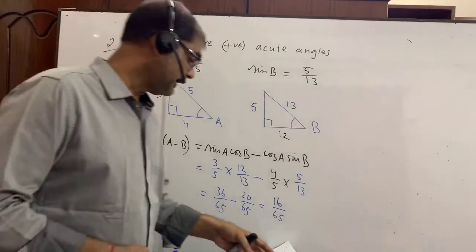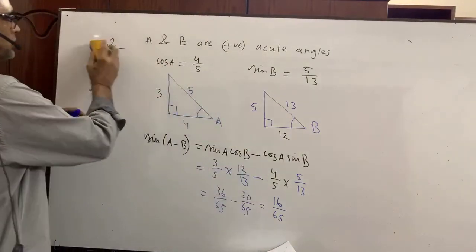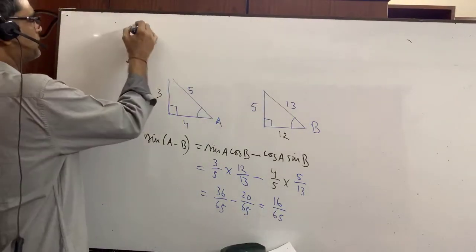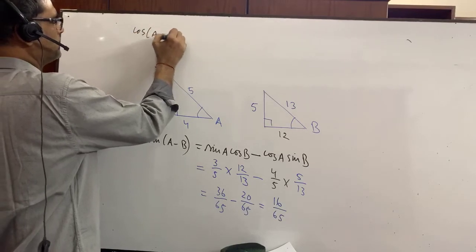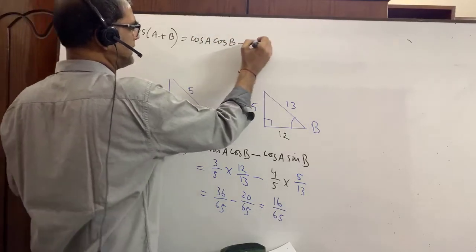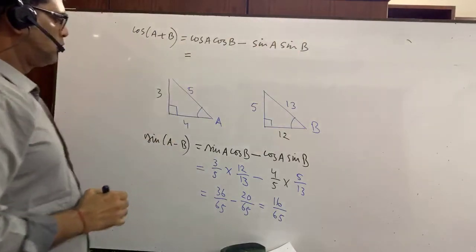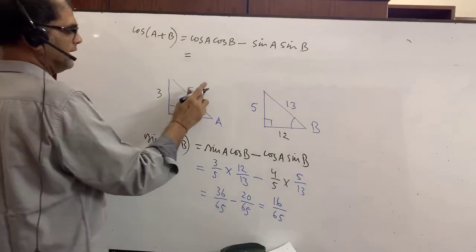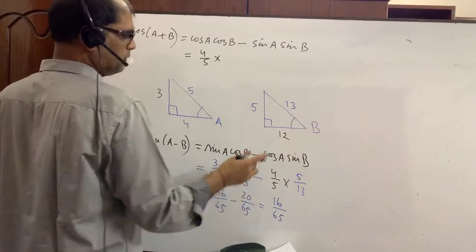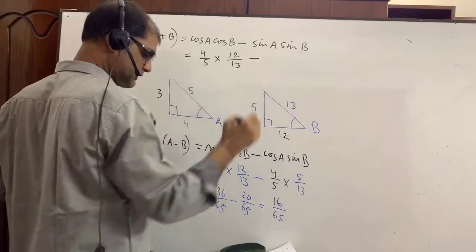Again you have to find the value of cos of A plus B. From this figure you have to find cos of A plus B. Write down cos of A plus B is equal to cos A cos B minus sin A sin B. What is cos A? As I told you, base by hypotenuse, 4 by 5. What is cos B? 12 by 13. Okay, this is minus.